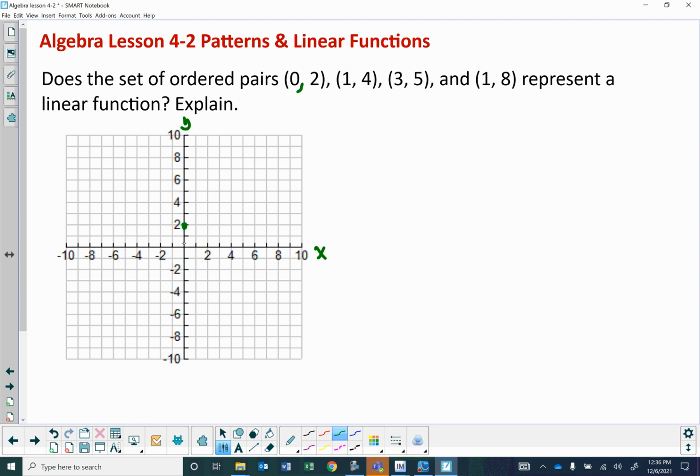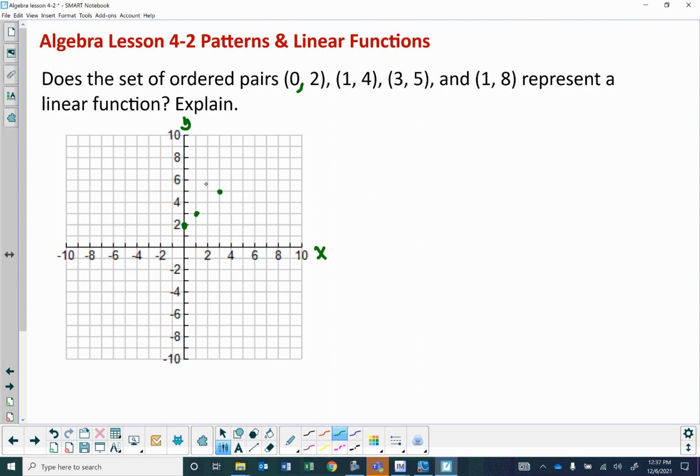Then I'm going to start back at the origin. (1, 4) means go right 1 and up 4. So there's my second one. So far it looks linear. Let's graph the third point. The next one is (3, 5). So start at the origin, go over 3, 1, 2, 3. Go up 5, 1, 2, 3, 4, 5. Still looks linear, doesn't it?